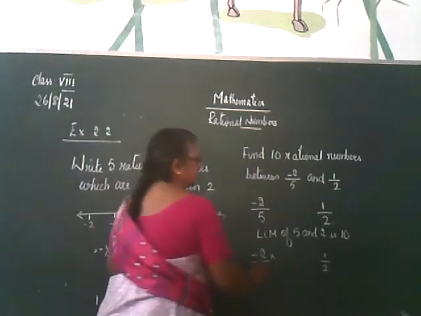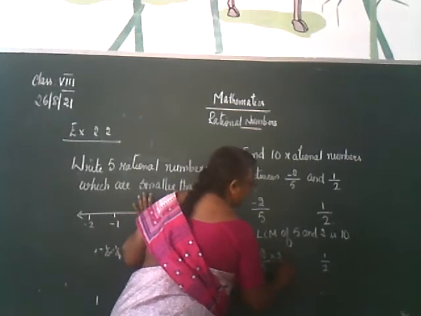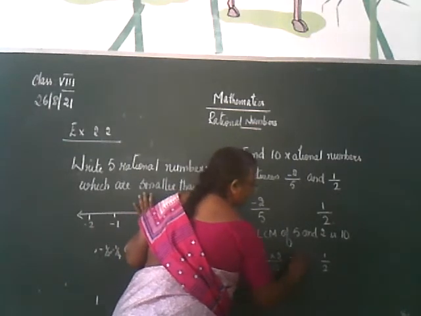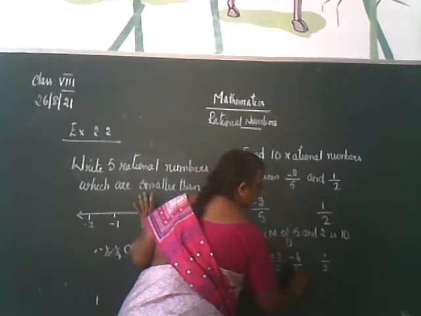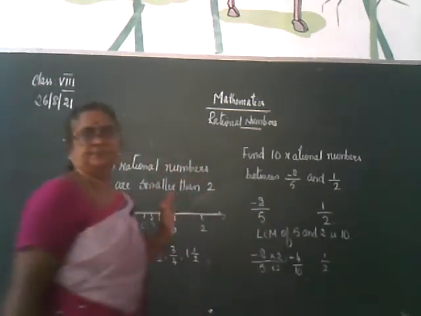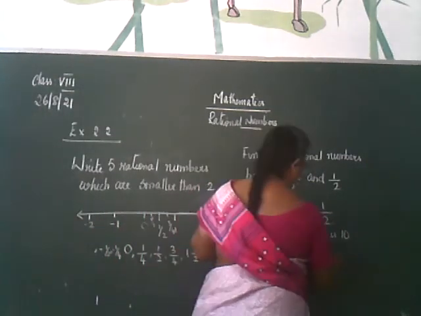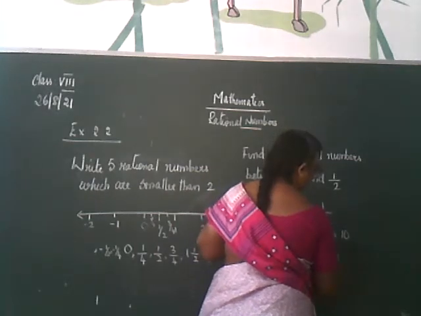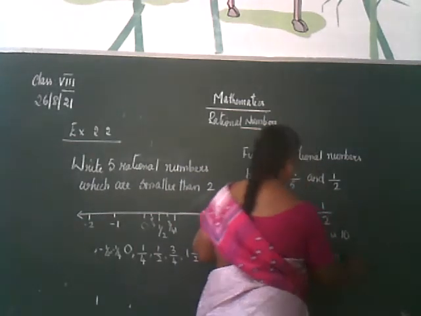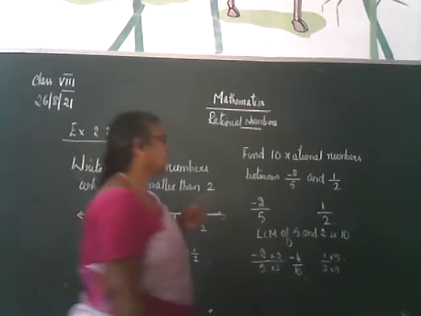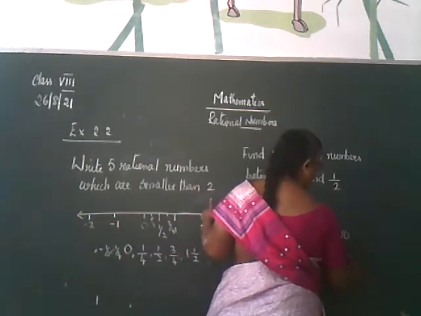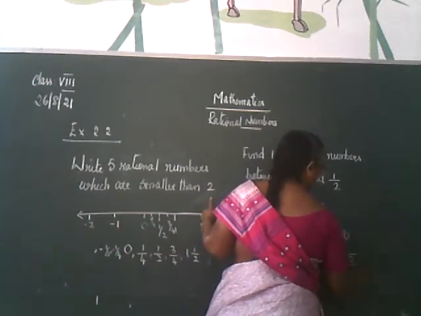Now let me multiply both the rational numbers which are given. If I multiply by 2 only, I will get 10. So minus 4 by 10, 2 2s are 4. Again, if I multiply by 5, 1 5s are 5, 5 2s are 10.